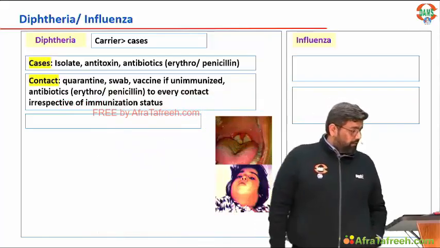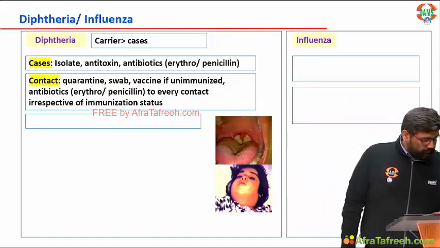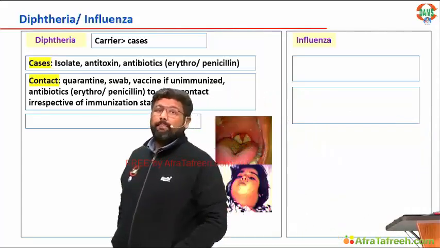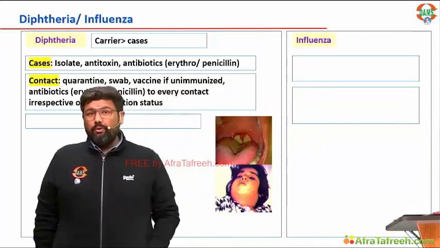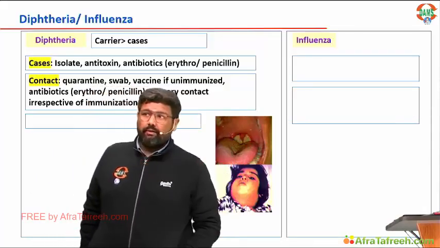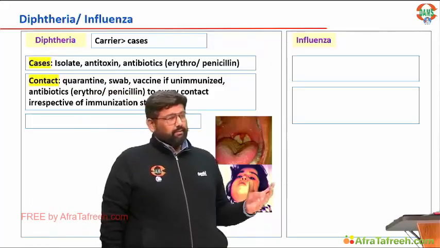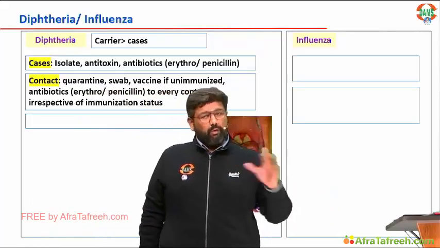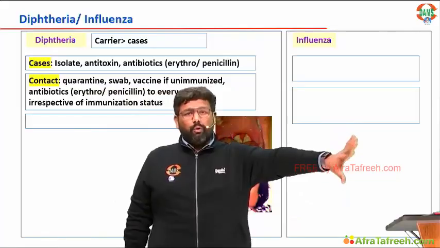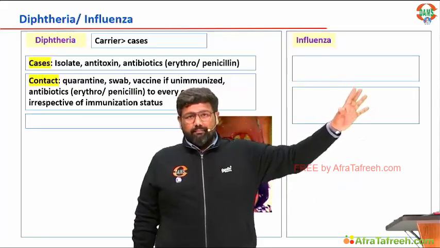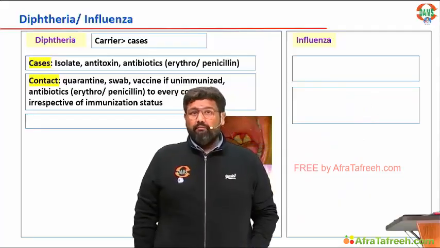Now you have a contact. I told you, for cases we do isolation. For contacts, we do quarantine. So you have a suspected contact. You quarantine, take a swab and send it for testing. If unimmunized, you give vaccination.